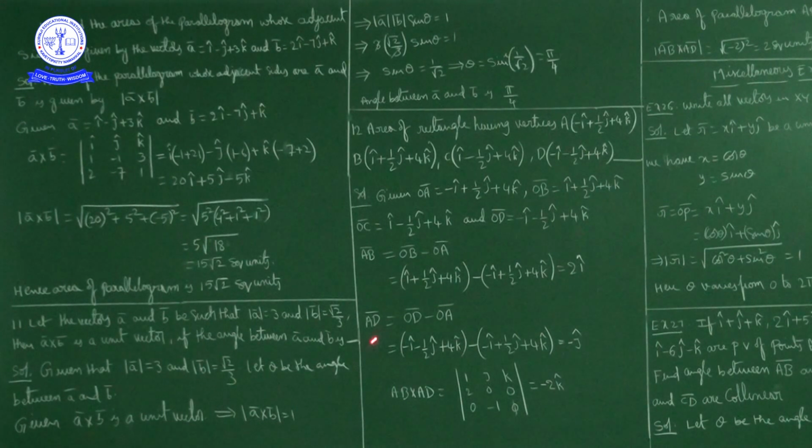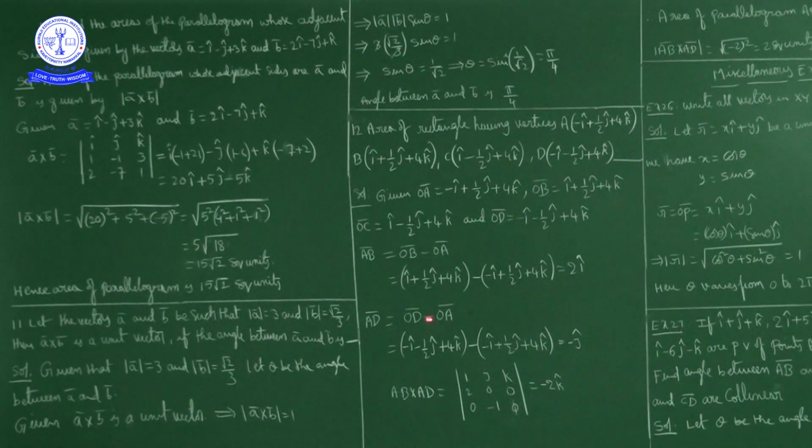Next, AD bar is OD bar minus OA bar. Position vector of D minus position vector of A. What is OD bar? OD bar is minus I cap minus 1 by 2 j cap plus 4k cap, minus OA bar, which is minus I cap plus 1 by 2 j cap plus 4k cap.